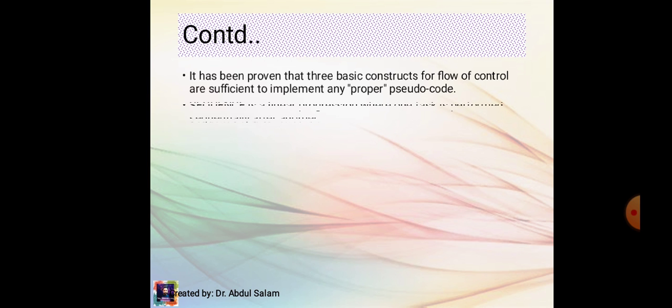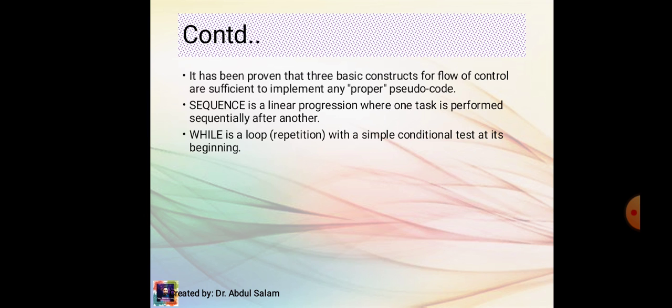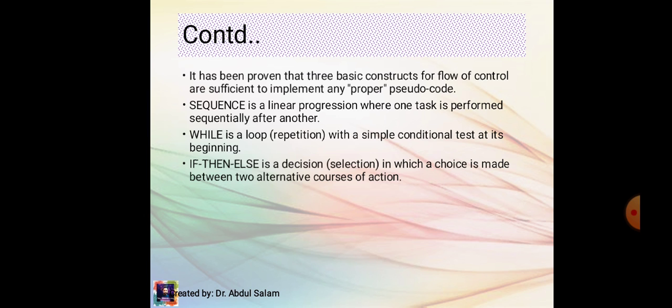It has been proven that three basic constructs for flow of control are sufficient to implement any proper pseudocode. Sequence is a linear progression where one task is performed sequentially after another. While is a loop, a repetition with a simple conditional test at its beginning. If-then-else is a decision, meaning selection, in which a choice is made between two alternative courses of action. Keywords should be capitalized.